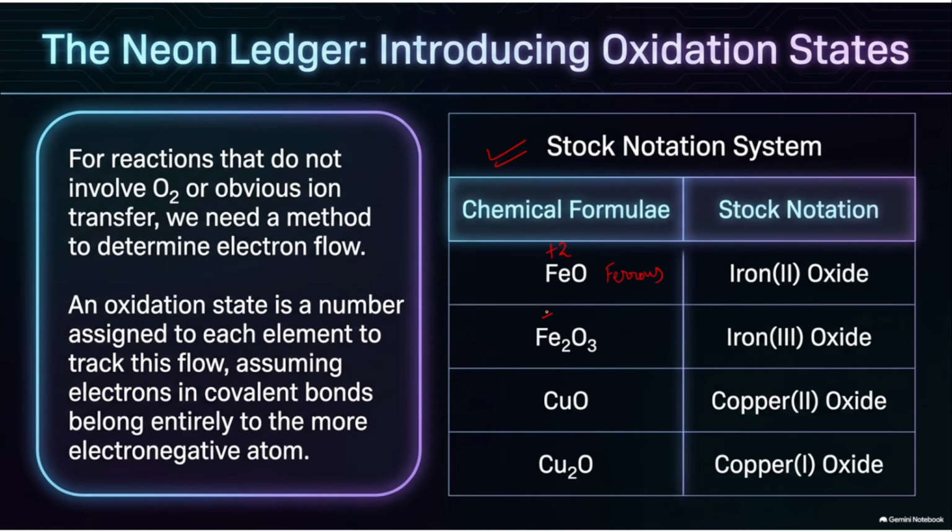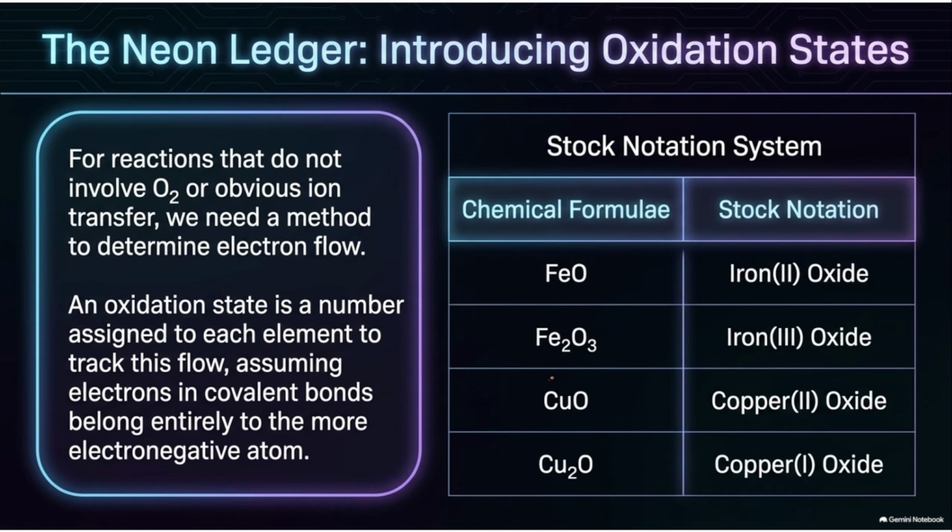In this case iron is present in +3. So this is called ferric. Both of them are oxides of iron. This is ferrous oxide and this is ferric oxide. But when we write Stock notation, ferrous oxide is written as iron(II) oxide, because iron is in +2, and ferric oxide is written as iron(III) oxide because iron is in +3. These notations are called Stock notations when we use Roman numerals.